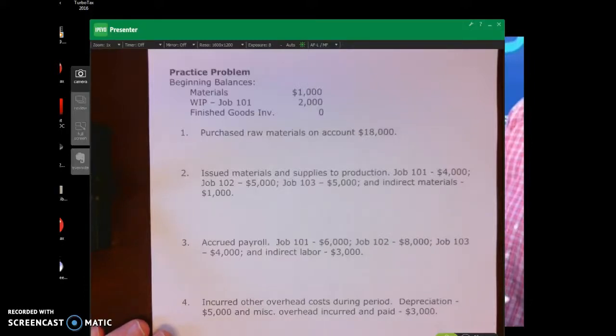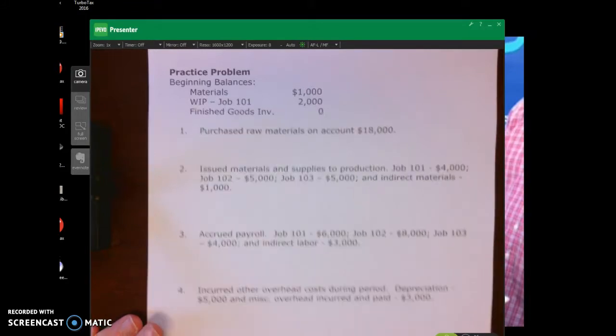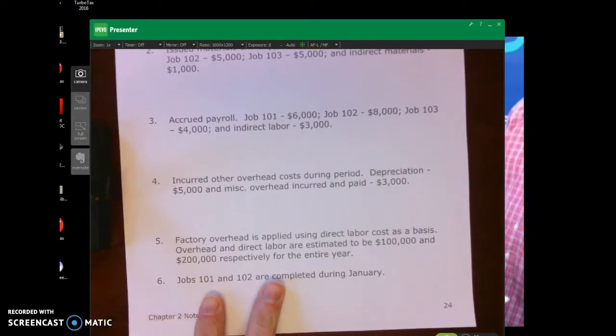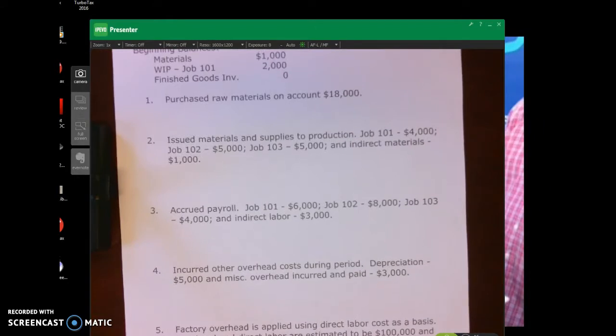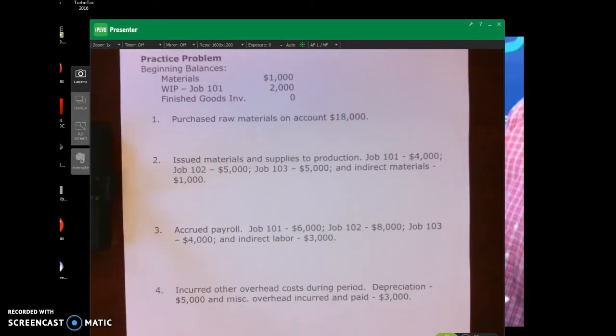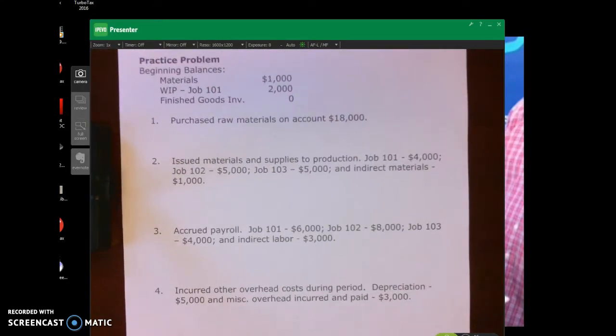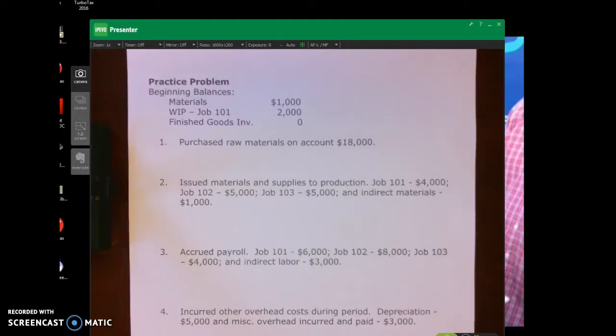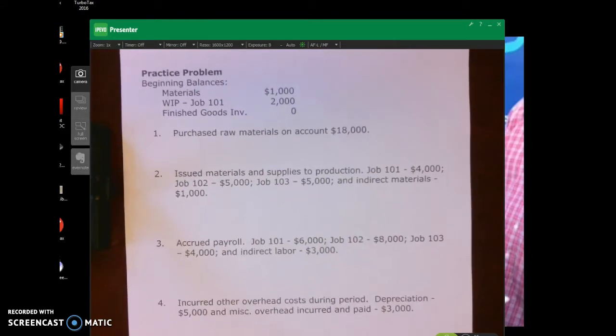Hello and welcome back to our job order costing notes. We are resuming this lecture video on page 24 of your notes for job order costing, and we're going to do another practice problem here with journal entries. This one goes on from page 24 to page 25.